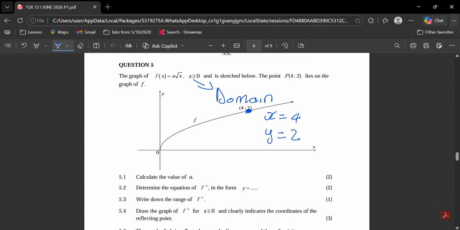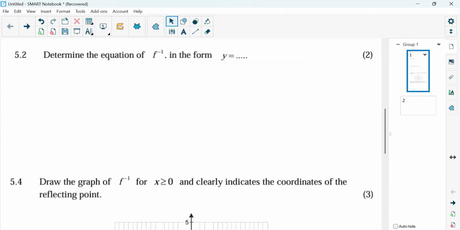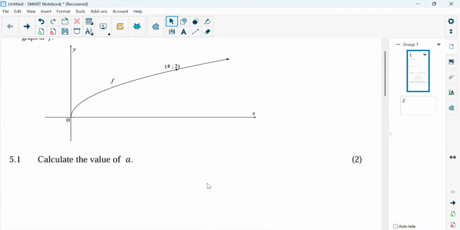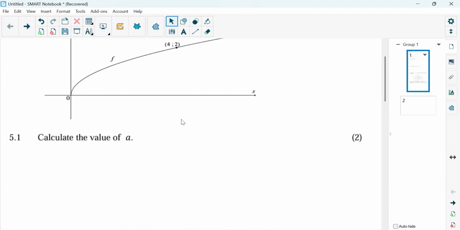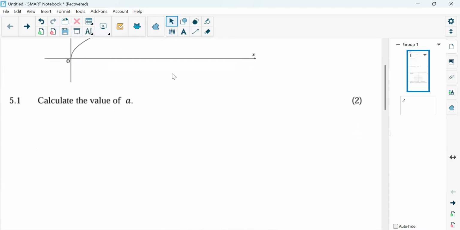Okay, let's do the first one, Itu. What are we given? First question. So the first question says we should calculate the value of a, 2 marks. It was just supposed to calculate the value of a. They didn't say determine the equation. They said we should calculate the value of a. Now, remember, this is a function. And how do you know it's a function? It's because they said f of x. Yeah, that's how you know that it's a function.